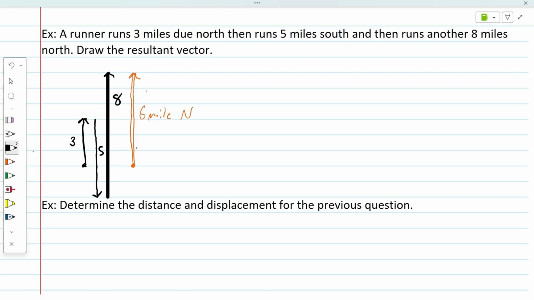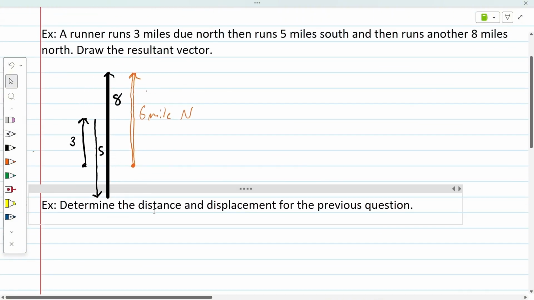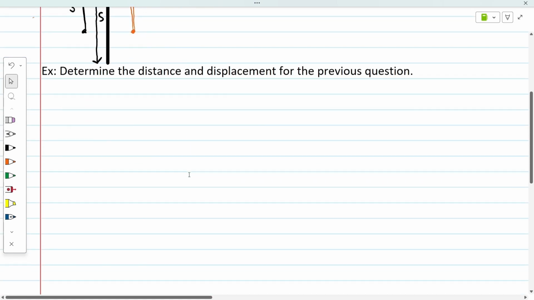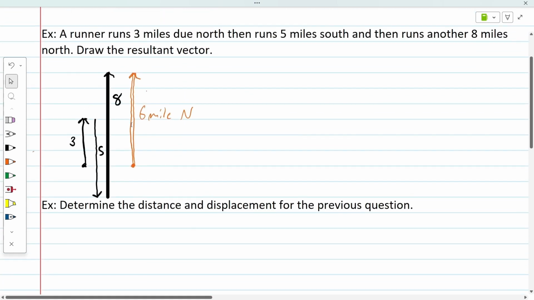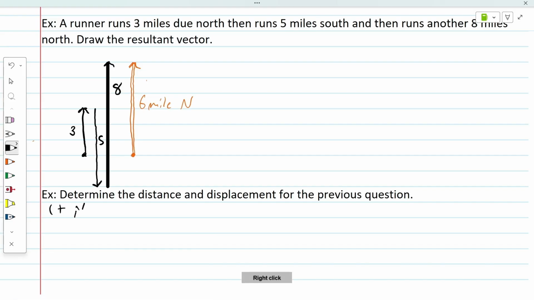Alright, so let's try doing this one down here. We're going to use the same question but do it using variables, right? So I'll just scroll down. I kind of need the question actually. Alright. So we know that the runner runs 3 different segments. So we'll denote the positive direction, and I'll write this up here, the positive direction as north, and the negative direction as south.